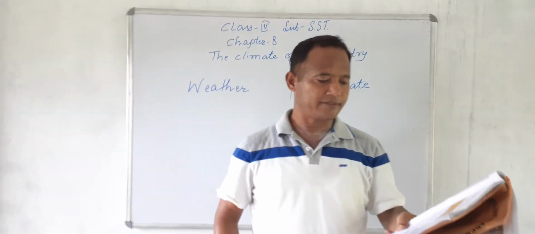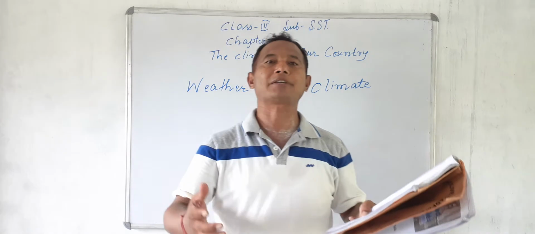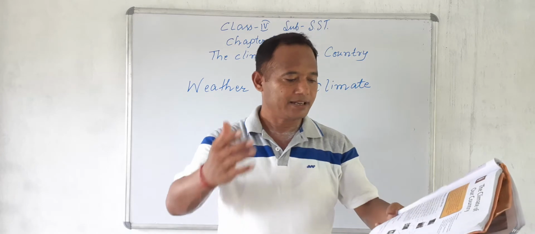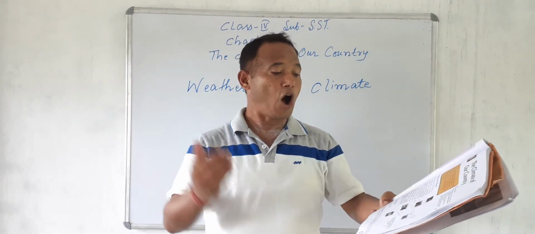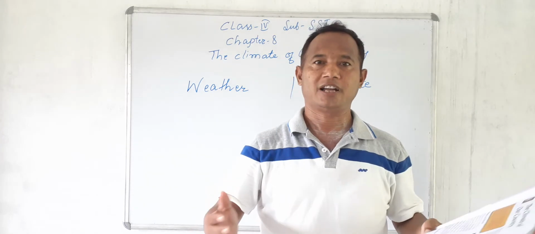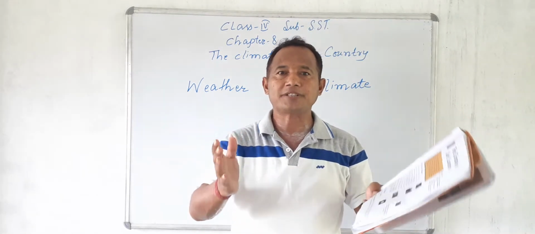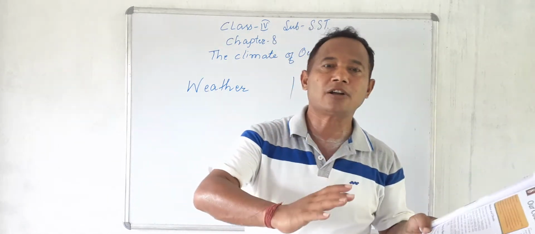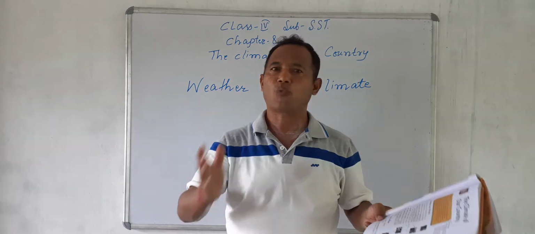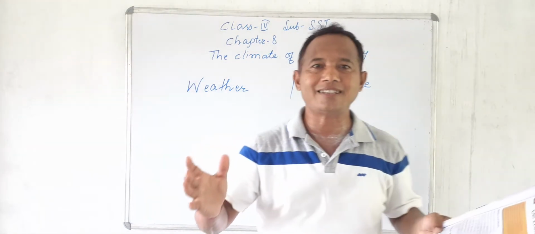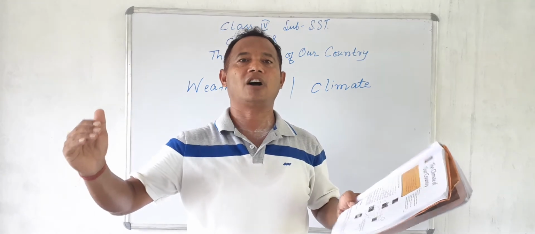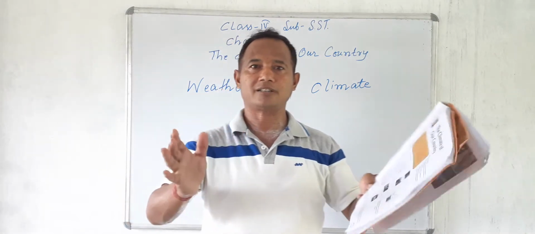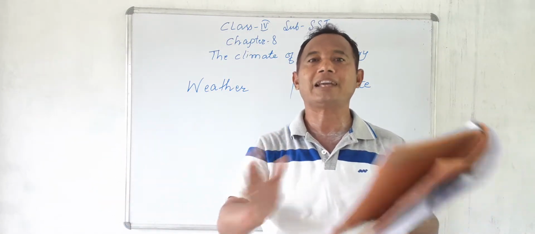Now we are going to read what affects the climate of a place. The climate of a place is affected by the following factors. How far away it is from the equator. The climate of a place depends on whether it is near or far away from the equator. So what is the equator? Equator is an imaginary line that divides the earth into two equal halves. Means the equator divides our earth into North and South equally.